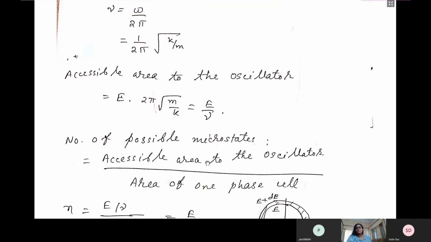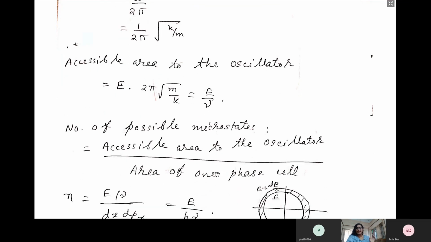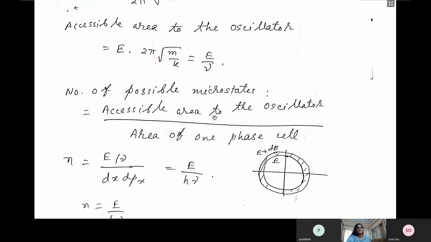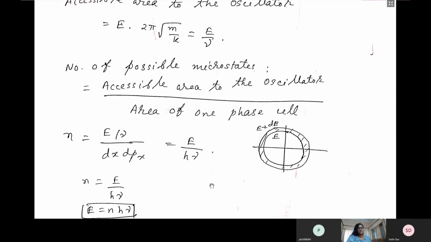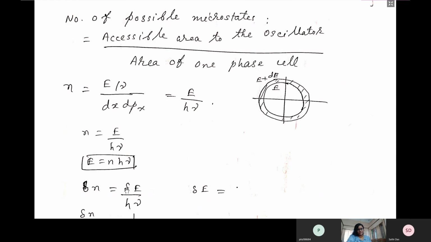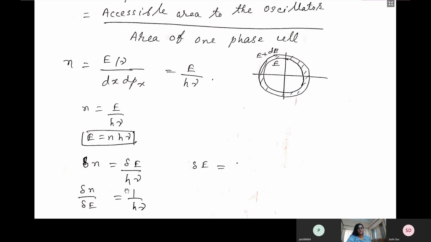So the number of possible microstates are the accessible area to the oscillator divided by area of one phase cell. Okay. So E by nu is the accessible area to the oscillator, and area of one phase cell is dx into dpx, that is h. Okay. So E by h nu. So n equals E by h nu, or E equals n h nu for the harmonic oscillator.